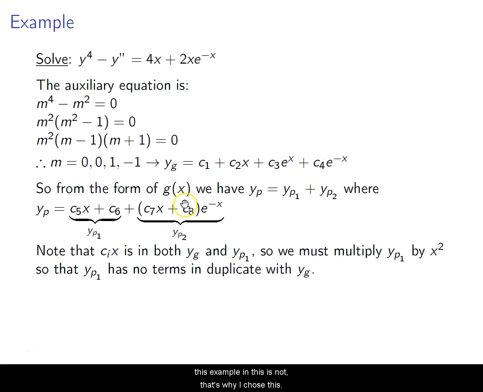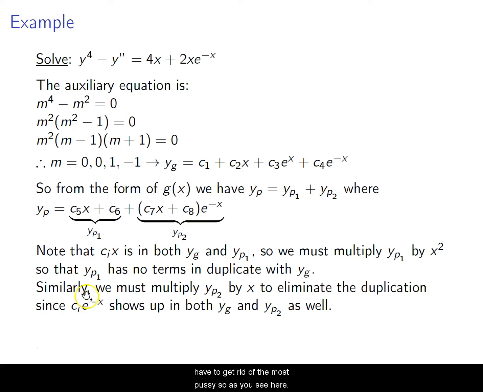In this example, and this is not common, that's why I chose this one, we have two separate things where we have to get rid of the multiplicity. As you see here, we must multiply the second form of my particular solution by x to eliminate the duplication, since ci e to the negative x, some index of our coefficients, shows up in both yg and yp2 as well, right? So here and here, from yg and yp, I have a constant times e to the negative x. So I've got to get rid of that.